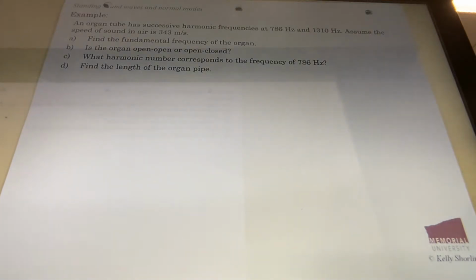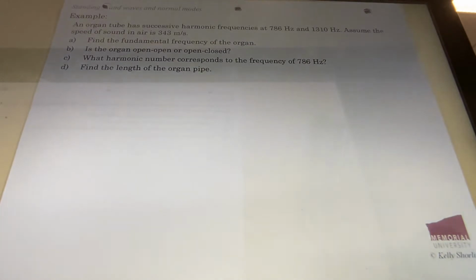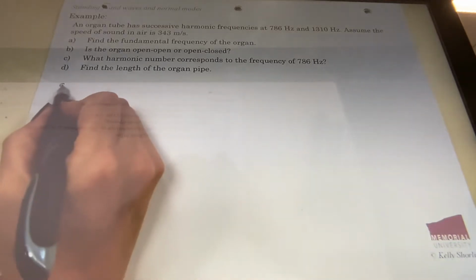We can assume the speed of sound in air is 343 meters per second. And our first question is: find the fundamental frequency of the organ. It might be tempting to say that the fundamental frequency is 786 because that's the lowest one given. But you don't know that. You're not told that that's the lowest. So let's see if we can figure that out.